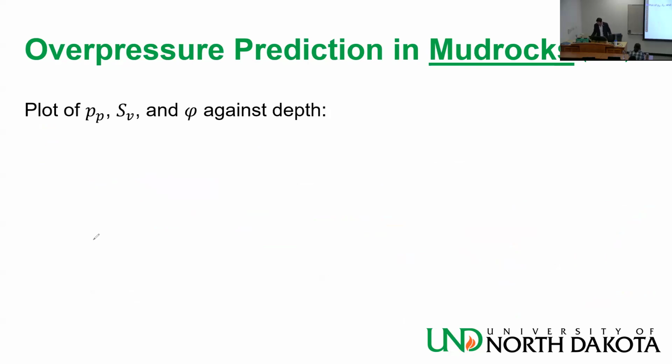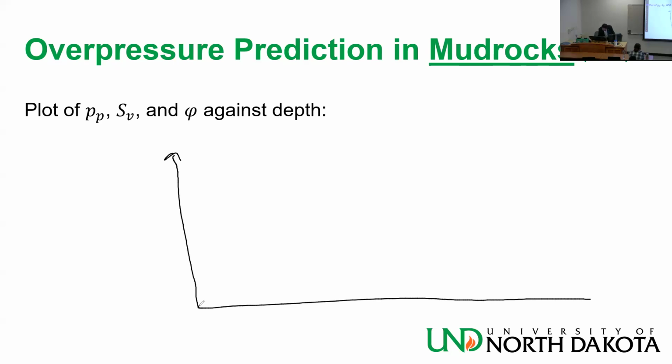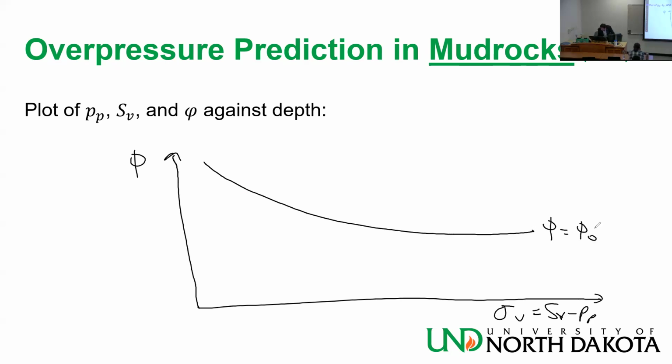Basically, what I will do is, it's going to be an easy plot now: P, and now I have sigma V. But what is sigma V? It's SV minus PP, right? And this is the variation I expect: P equals phi sub O minus beta sigma V.